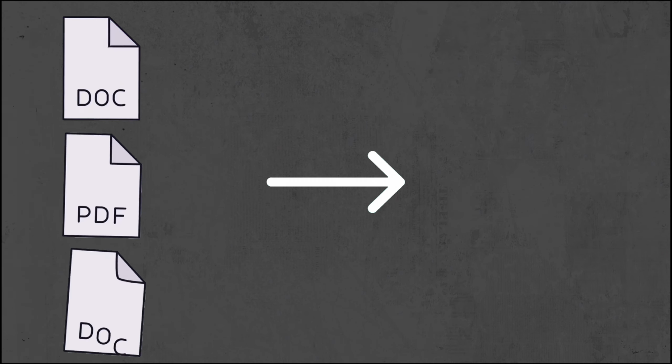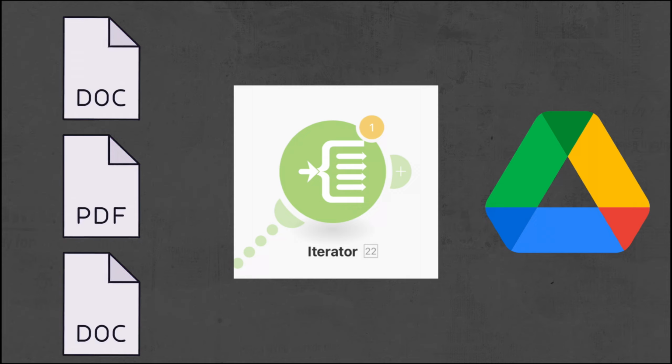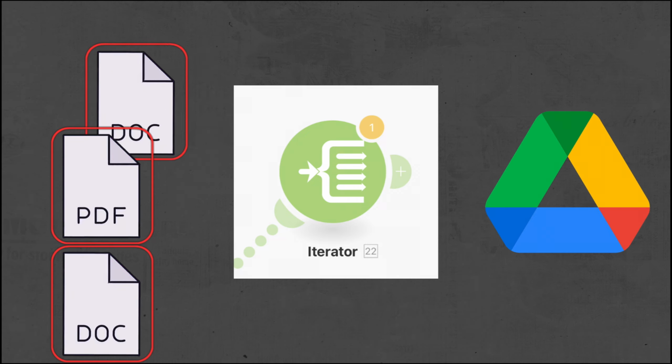So first is the iterator. The iterator module is fantastic for splitting up data into individual bundles of processing. Imagine you have multiple email attachments that need to be saved to your Google Drive. Instead of handling all the attachments as one large group, the iterator steps in and takes each attachment one at a time, sending it through your scenario separately. Now, this is perfect when you need every item to be processed in a specific way.